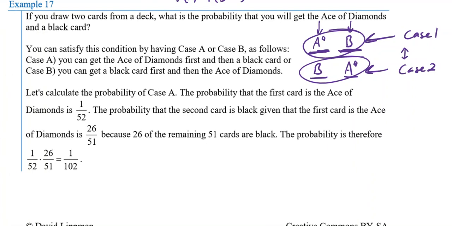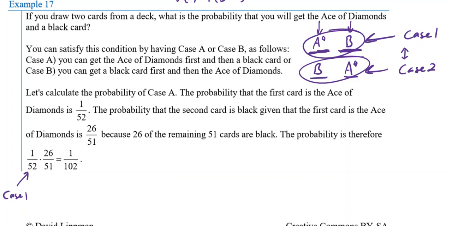So let's calculate the probability of case A. The probability of case A is you get an ace of diamonds first and then a black card. If you think about it, there's only 1 ace of diamonds in the deck, so the probability of that happening is going to be 1 out of 52. Okay, so that's our first one.